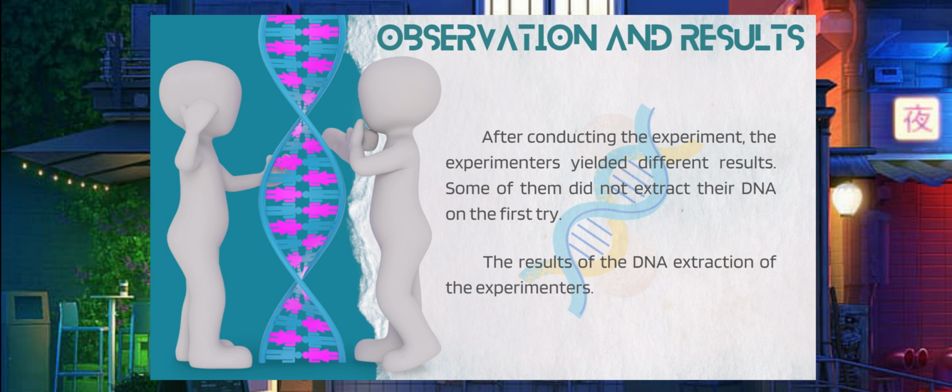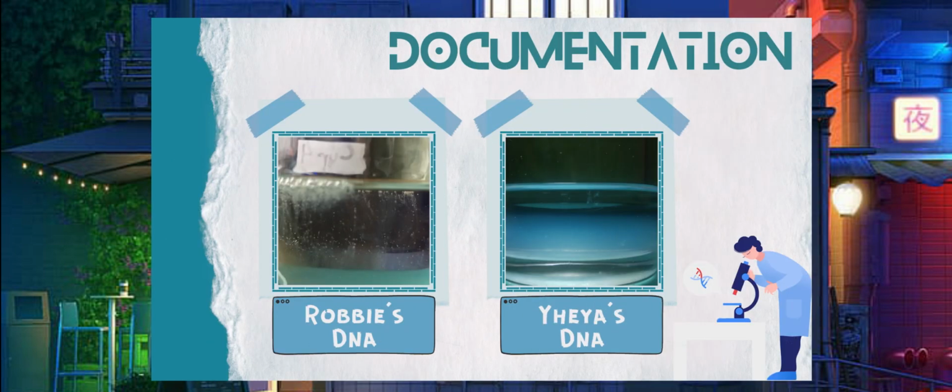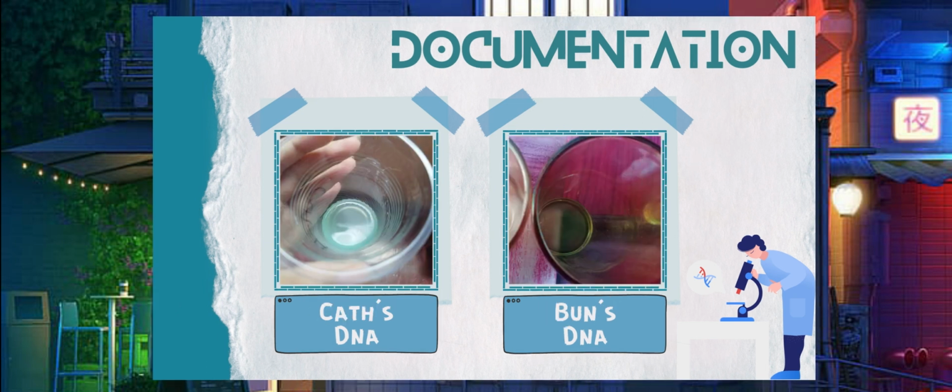For the results of the experiment, the successfully extracted DNA was that of experimenter Roby. His DNA was clumped and stranded. It looked like white, thin noodles or a delicate network of limp fiber. The experimenter Janela extracted her DNA, however, the DNA strands were broken. Catherine and Cabunyan managed to extract the DNA but only in small amounts.